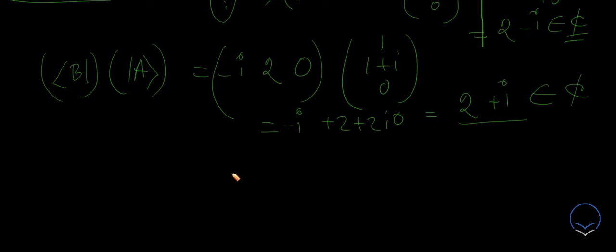So we can see that whenever we multiply a bra and a ket, like we used to multiply a row vector and a column vector, we can extract a number. And this is similar to a dot product of vectors. In fact, this is called an inner product.